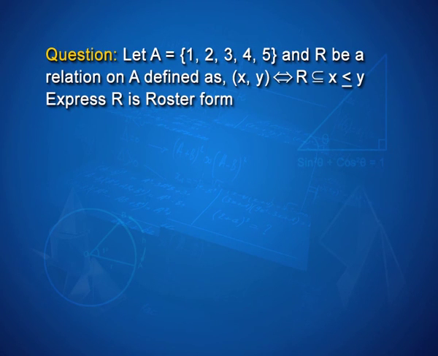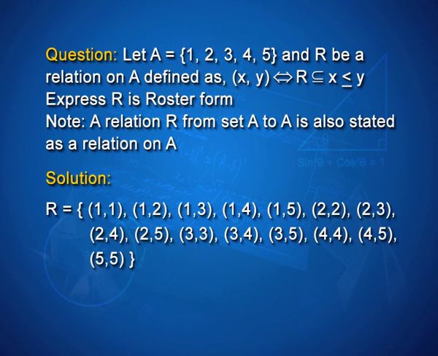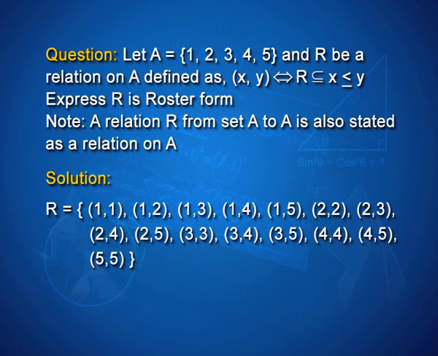So, again when I say a relation from set A to A, it is also in short read as a relation on A. So, R in this case is going to be a subset of A cross A, and therefore, R would turn out to be the collection of all ordered pairs such that x is less than or equal to y, and you can sit and just list them down, making sure you do not miss any one of them, including (5, 5), (2, 2), because x is less than or equal to y.